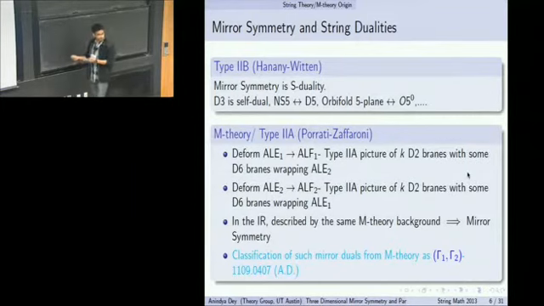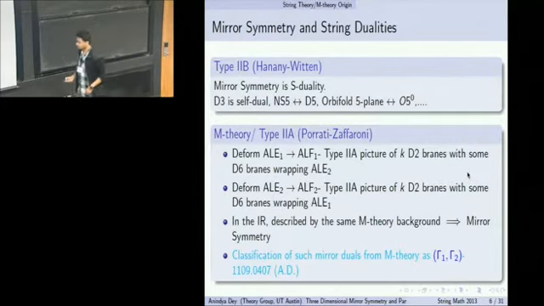Now one can do the same with the other ALE, and again that gives you a world volume gauge theory on the D2 branes. Now, of course, these two theories in the IR are described by the same M theory background, which is just R^{2,1} times ALE, and that is basically mirror symmetry. Okay, in the IR you have the same description for two different looking gauge theories.